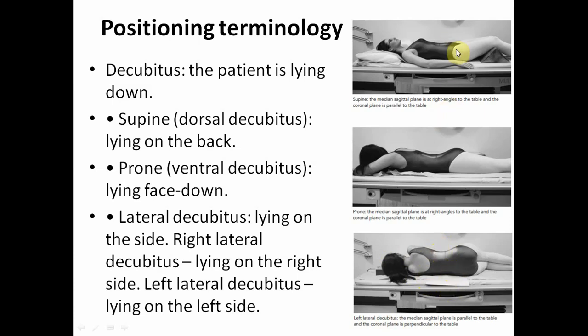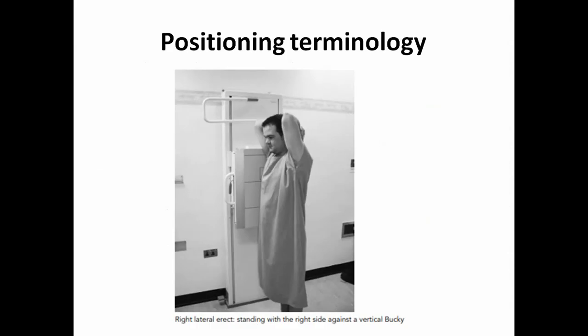Out of these three, this is the commonest. Every time we will take this radiography frequently. In the next classes I will explain the different views that are taken with the decubitus view. Here also, that's what positioning terminology. If this is a right lateral erect, the patient is standing, the right side is touching the cassette, this is called the right lateral erect. If the left side is touching, it means the left lateral erect.